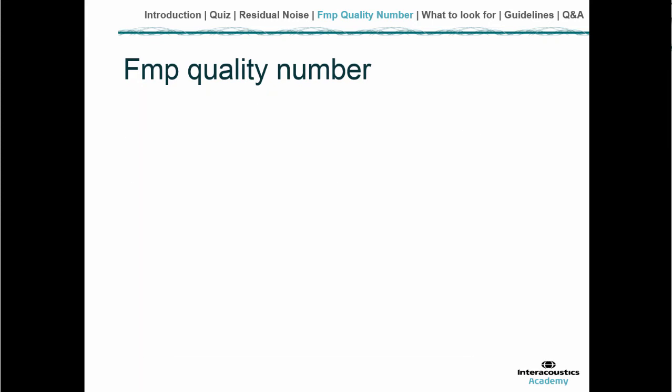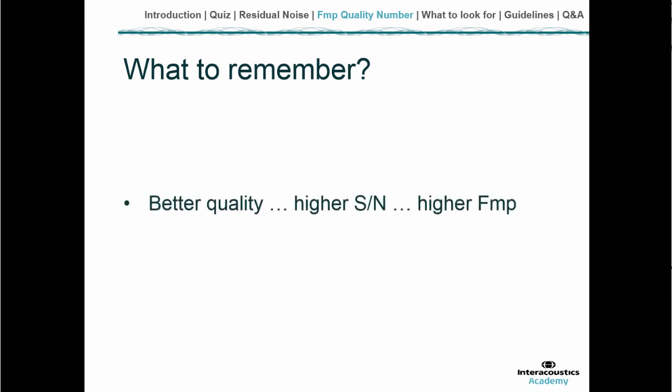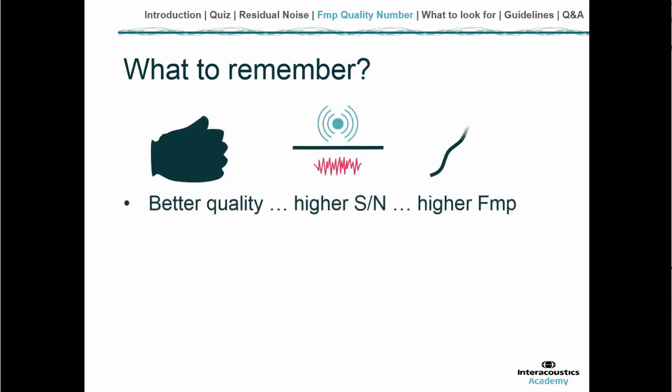Good. What would I like you to remember from FMP? First of all, if the quality goes up, then the signal to noise ratio becomes better, and that's mostly because the noise goes down over time, and that results in a higher FMP. So remember, better quality, higher FMP number.